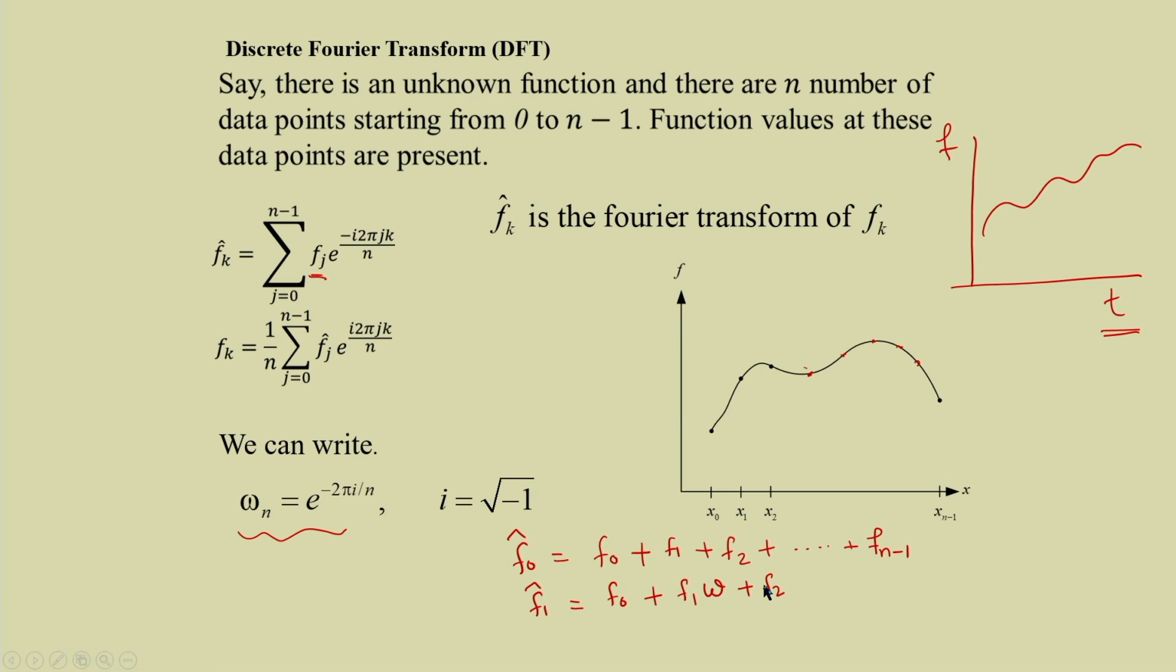Similarly, you can find f 2. For j equal to 2, this is f 2, and we get e to the power minus i into 2 pi, with j equal to 2 and k equal to 1, by n. So this is 2, and we can write the square, so this becomes omega n square. Then f 2 into omega n square, and similarly we can find f 3 into omega n cube, and it will go on.